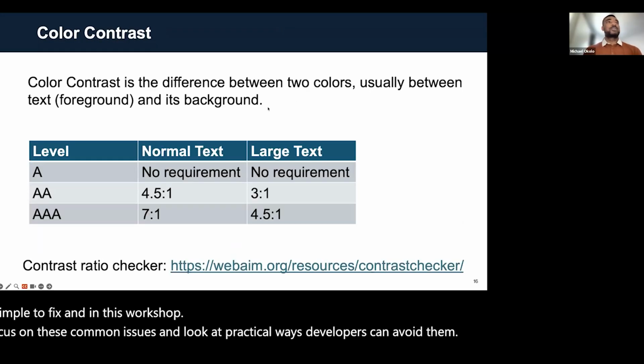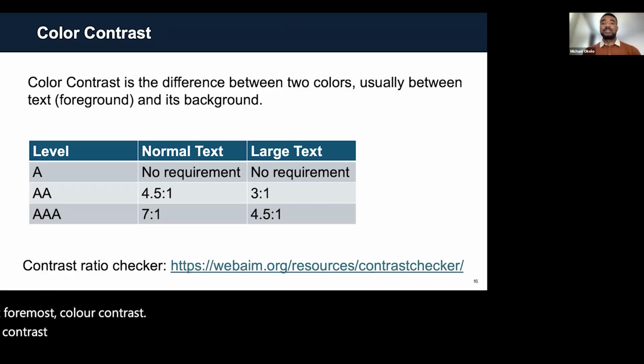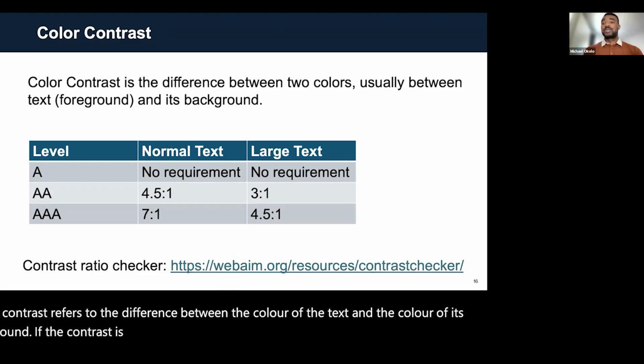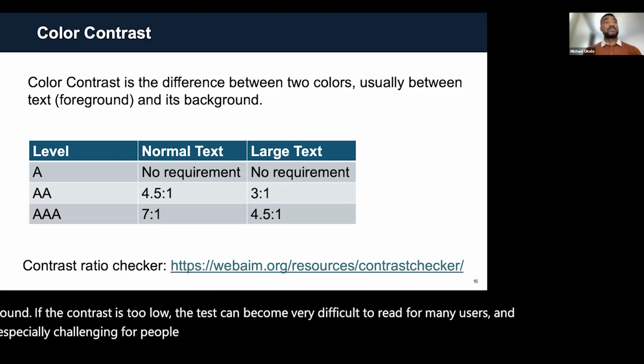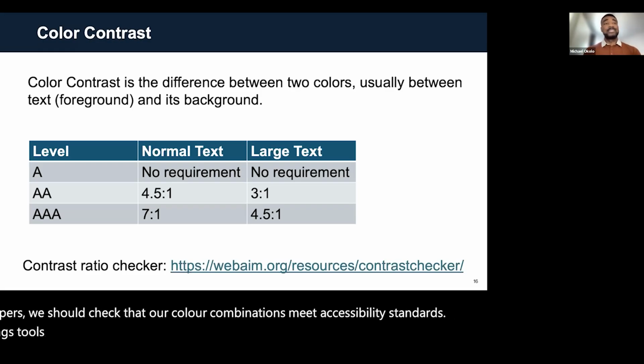So first and foremost, color contrast. Color contrast refers to the difference between the color of the text and the color of its background. If the contrast is too low, the text can become very difficult to read for many users. And this is especially challenging for people with low vision or certain types of color blindness. As developers, we should check that our color combinations meet accessibility standards. So tools like the WebAIM Contrast Checker make it easy to test and improve contrast in our designs.